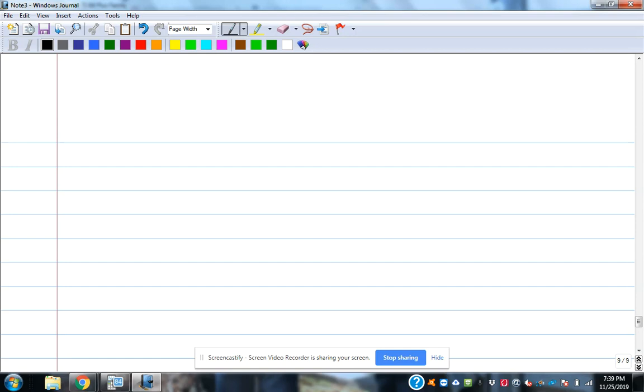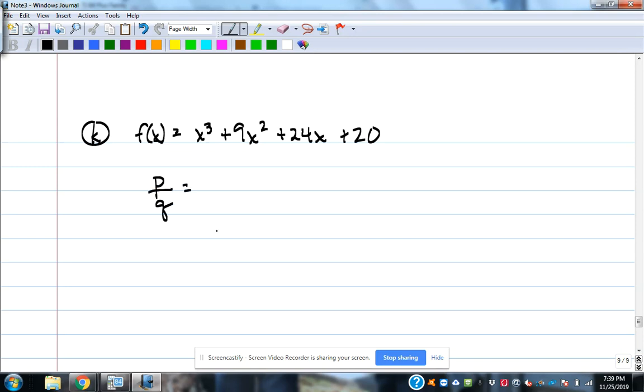All right, here we go. F of x is equal to x cubed plus 9x squared plus 24x plus 20. There's our polynomial. All right, it's in descending order. We're going to make our P over Q list to get the practice. Even though we know some shortcuts, we can just go straight to the graph. We want to know how to make this P over Q list because they're going to throw me some easy points on the final exam if I can do this.